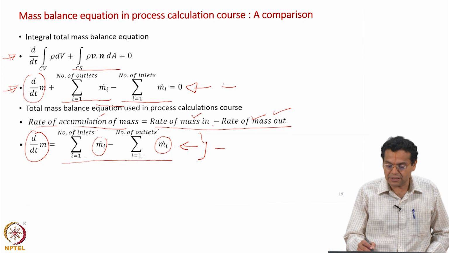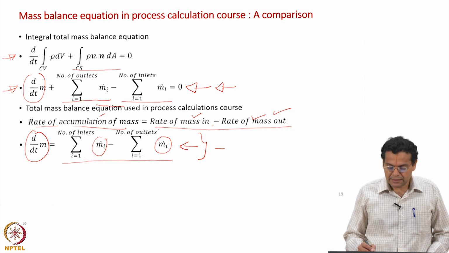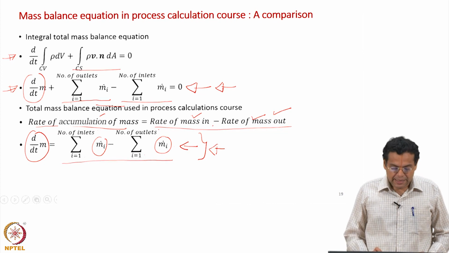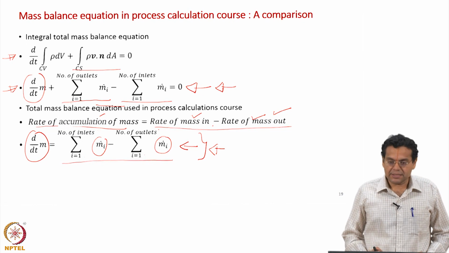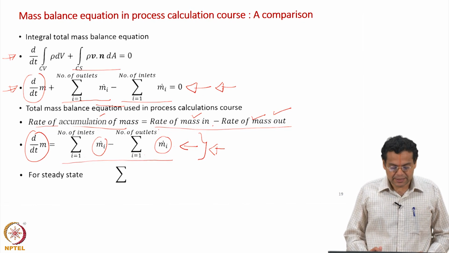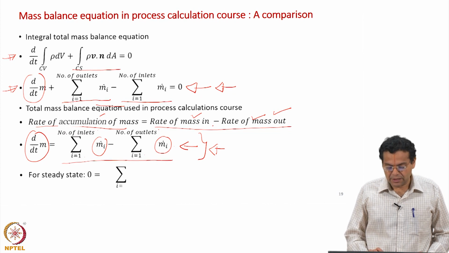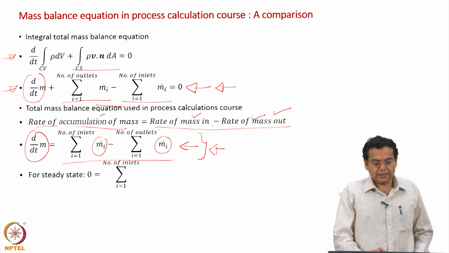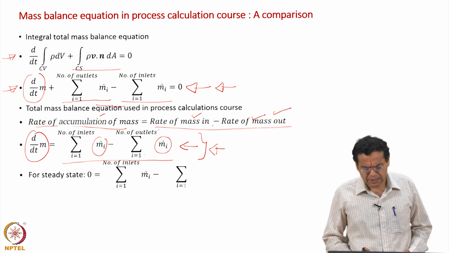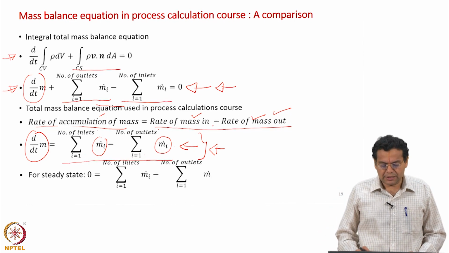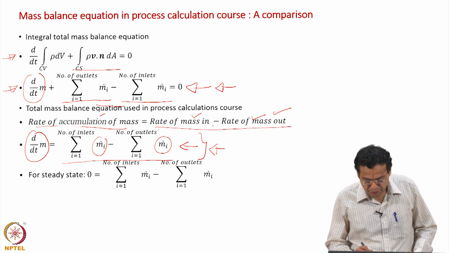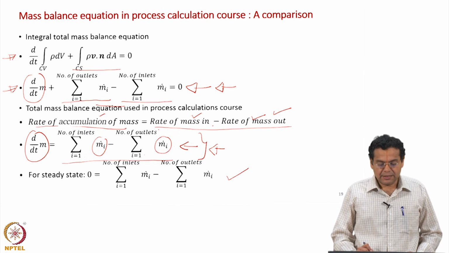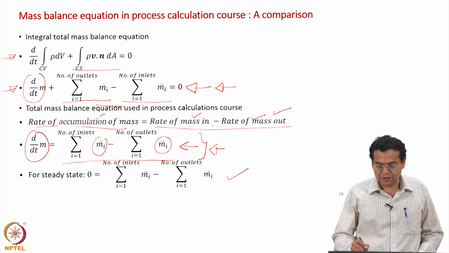The simplified equation which you have derived and the equation which you would have used. In a process calculation course, usually you deal with processes under steady state conditions. So, the left hand side is 0 and you have terms only on the right hand side, which account for the mass flow in and mass flow out. So, that is how it compares. That is a comparison between the equation used in the process calculation course, an equation which you would have used several times, and this equation.